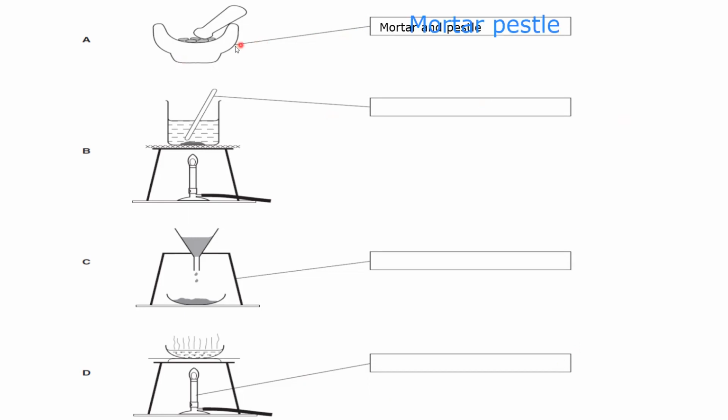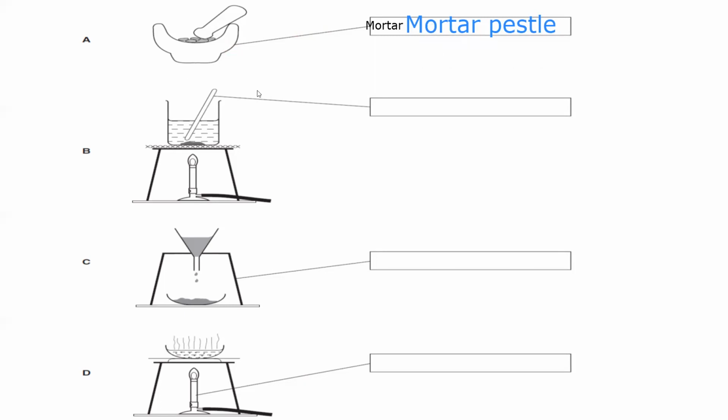It is labeled only on the mortar, so you don't have mortar and pestle. That's right, mortar and pestle, or even mortar is acceptable because the line is only on the mortar. So the simple answer is mortar, but mortar and pestle is also acceptable.